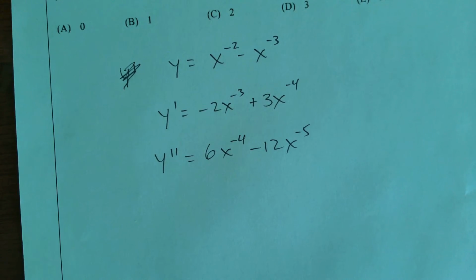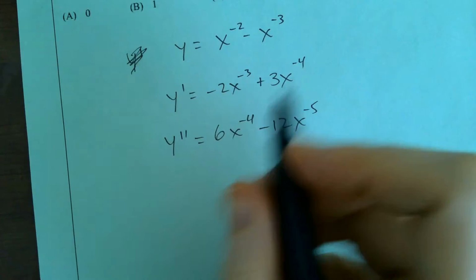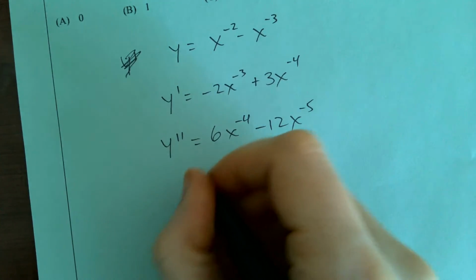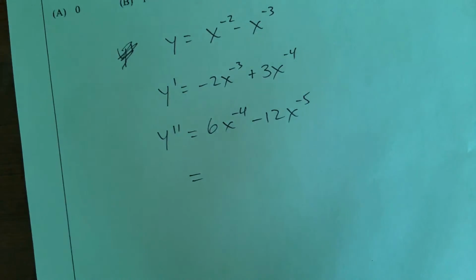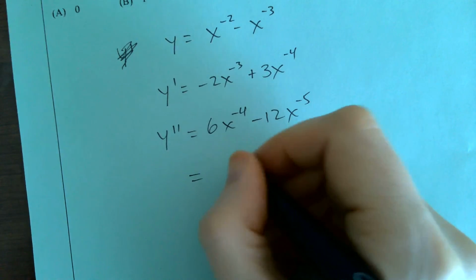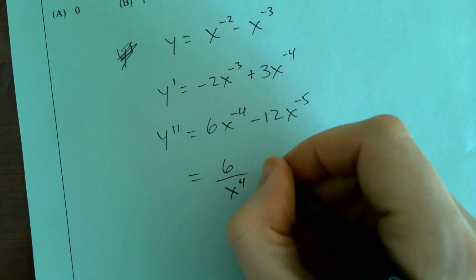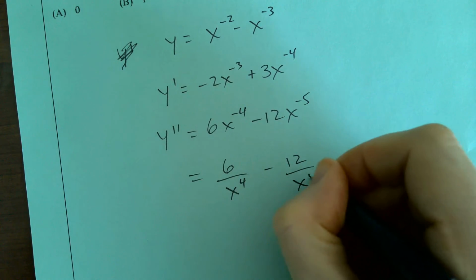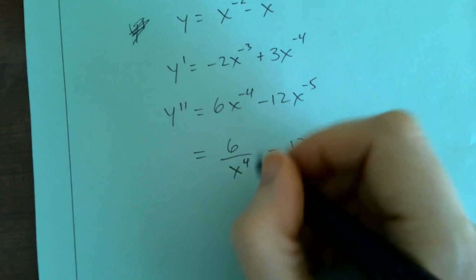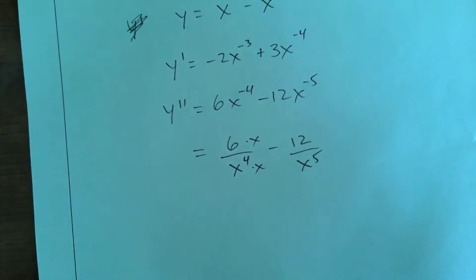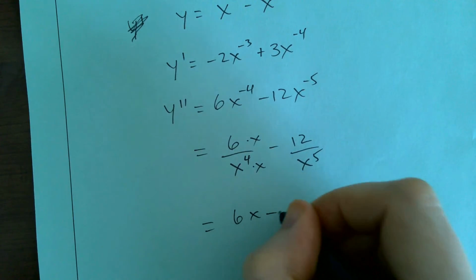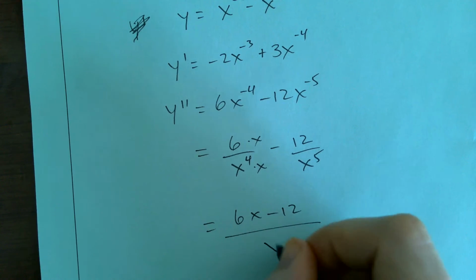Now we've got to figure out where this is 0 or undefined. In order to do that, it helps to have this put back in fraction form, in a single fraction even better. We practiced this a lot last year. It's okay if you're rusty though. So 6x to the positive 4th minus 12x to the positive 5th. Let me get common denominators. So I multiply this by a single factor of x. So I've got 6x minus 12 over x to the 5th.